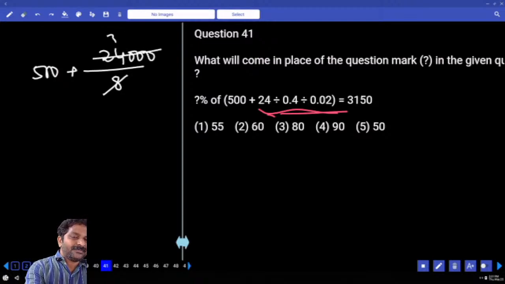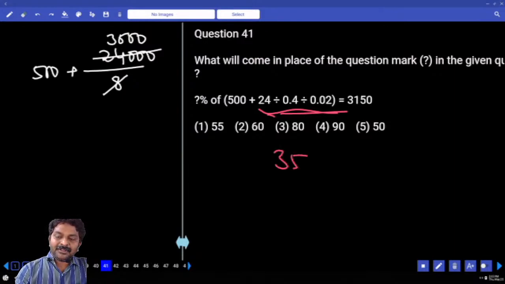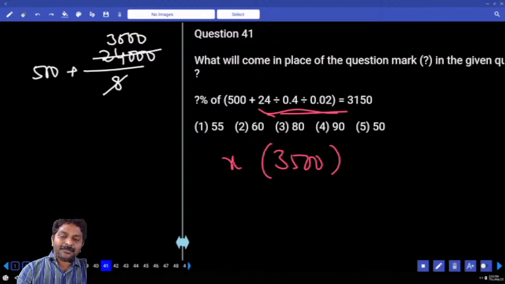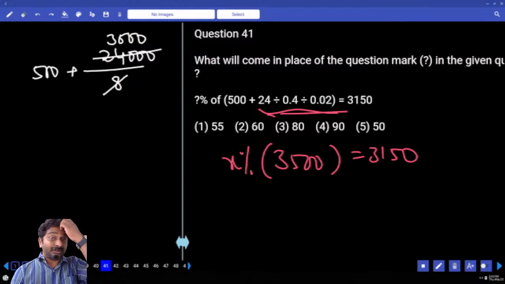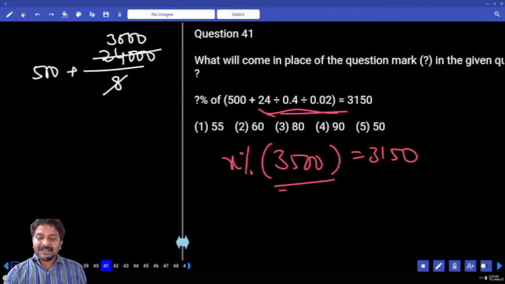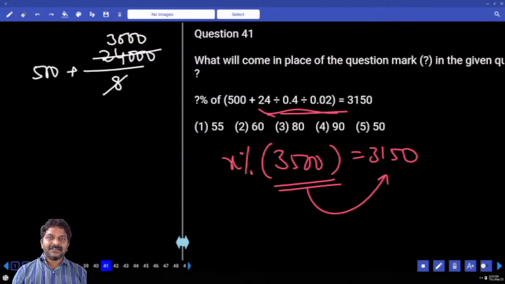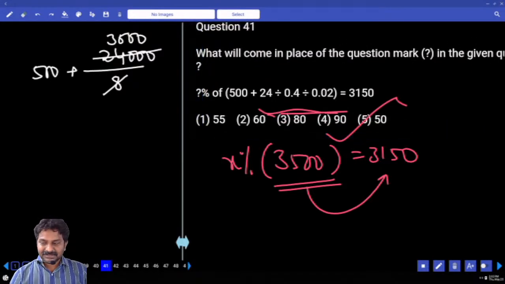How many times? 3000 times plus 500, total 3500. So what percentage is 3150 of 3500? That's what we need to calculate. What is 10% of this number? 350. 350 less than that number is 3150 only. 10% less meaning 90%.